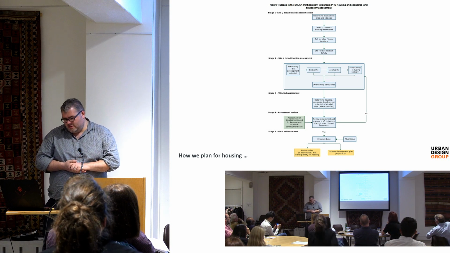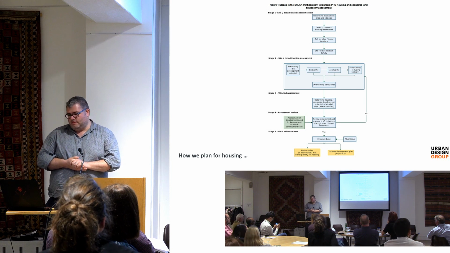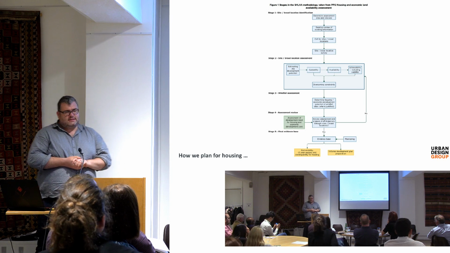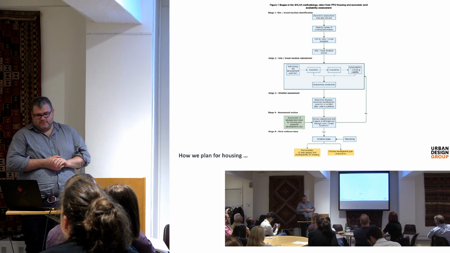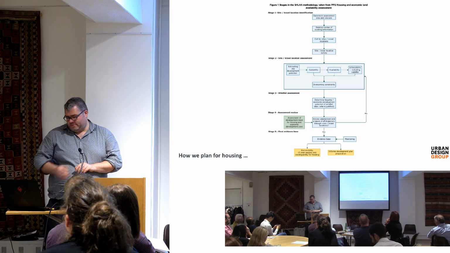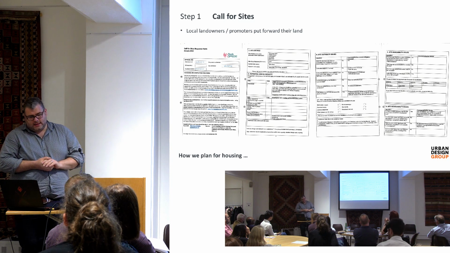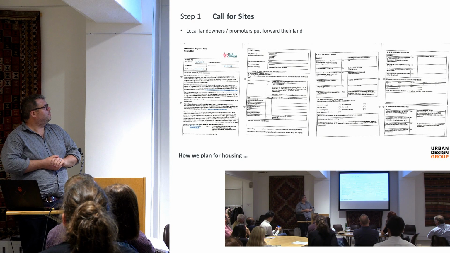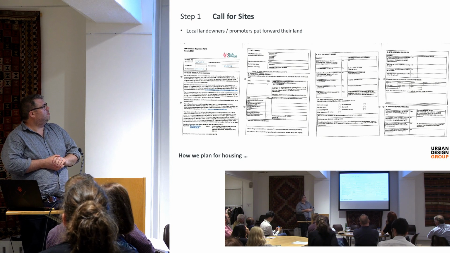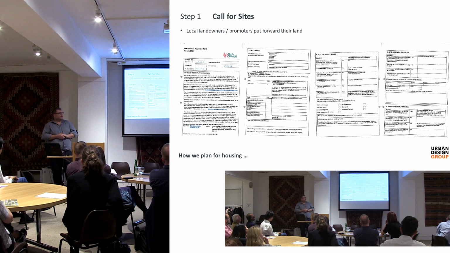But this is taken from one local authority's SHLAA, Strategic Housing Land Availability Assessment, and it sets out the process that they go through to basically identify where they're going to deliver their housing and growth. It's quite complicated. Step one is the call for sites. As a local authority begins to prepare their local plan, they will put out a call for sites, and local landowners or land promoters will put forward land that they are interested in developing.